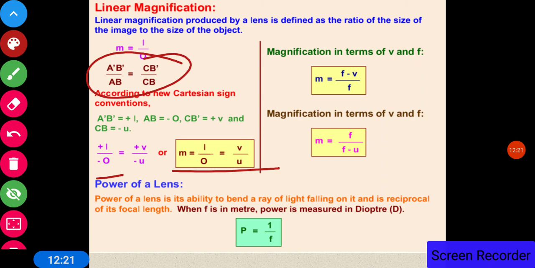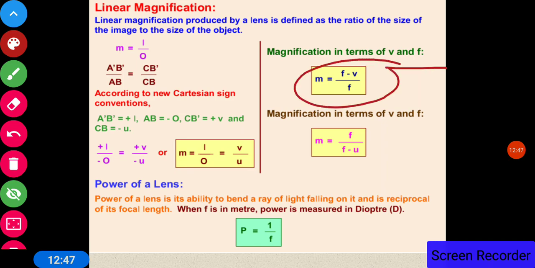So the magnification for the lens is I upon O is equal to V upon U, and in case of the mirror it is I upon O is equal to minus V upon U. So for the mirror, the magnification formula has a minus sign. For the lens, it is a positive sign. We can also change the formula in terms of V and F. So substitute the value of U from the lens formula. We can rearrange the formula. M is equal to F minus V upon F, or in terms of U we can rearrange it: M is equal to F upon F plus U.